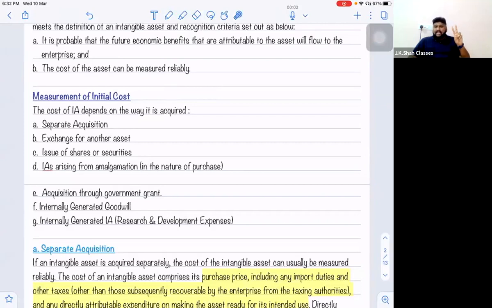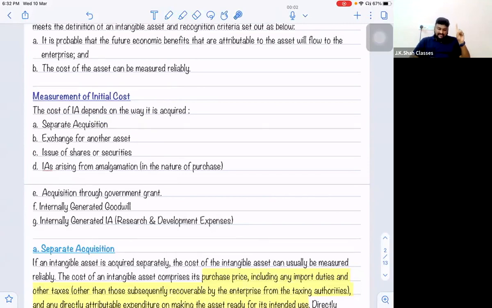If it is for concessional rate, record at the concessional value. If any cash subsidy is received for any intangible asset, then subtract it from the cost of the asset. This is what we have already learned in our AS12 topic, government grant. Correct? Now, let us understand the cost of the intangible asset in various situations.